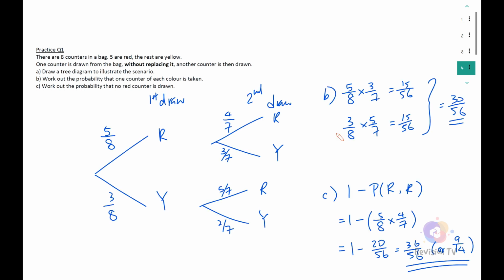So here are the answers. The tree diagram, just be careful. There are 8 counters in the bag, so that's out of 8 altogether. So 5 out of 8, 3 out of 8. The second draw will be out of 7 because without replacing it, I've kindly bolded it for you. Sometimes it's quite well hidden in the question, so make sure you read the question carefully. Out of 7, out of 7, out of 7, out of 7. And then after draw 1 red, it becomes 4 red. And then 4 of 7, 3 of 7, and so on. So, you can have a look.